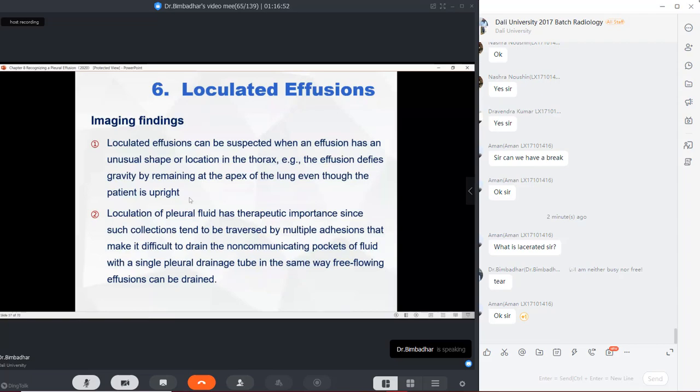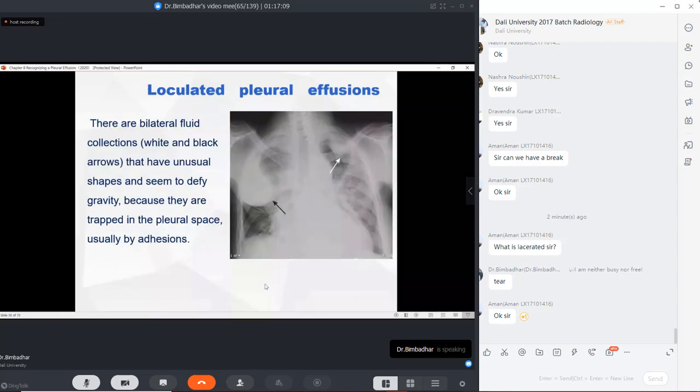Now, they will be traversed by multiple adhesions. They will be restricted by the multiple adhesions, and it will not be free flowing like the other effusions. If we look at the picture we can understand. Look here at both the black and white arrows. This is a very typical shape which is not seen in pneumonia. This is also not atelectasis, right? And yes, it is showing a fluid density. This is hyperdense when compared to this area.